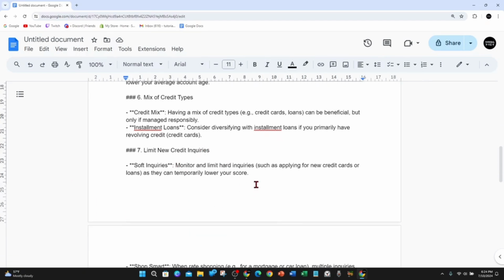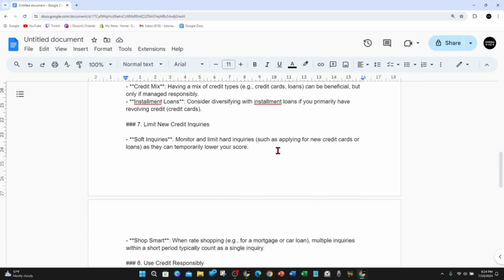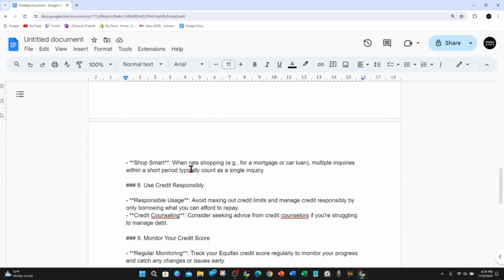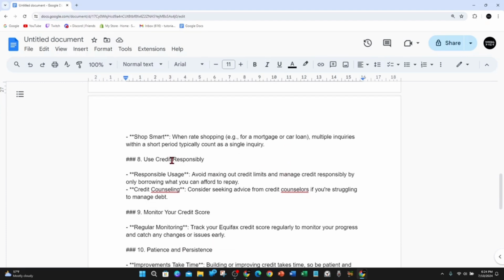Limit new credit inquiries. So soft inquiries. Monitor and limit hard inquiries such as applying for new credit cards or loans, as they can lower your score. And shop smart. So when rate shopping for a mortgage or a car loan, multiple inquiries within a short period typically count as a single inquiry.